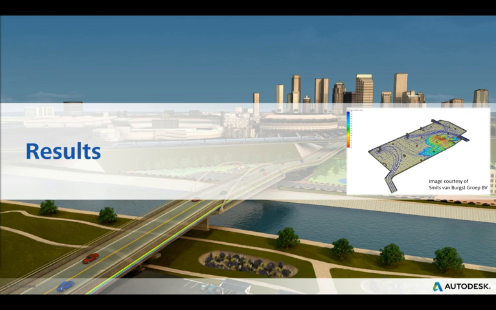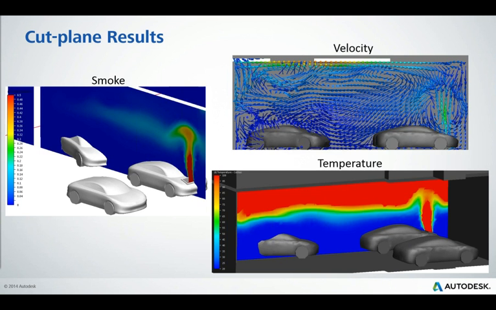Okay, so just to round up, now we've gone over the setup, let's take a look at some of the results that we can see. And this is again going back to the car model. So we've got an engine fire. On the left hand side we can see smoke. So the red value is the high scalar value, so this is going to be close to 100% smoke, and the blue is going to be totally clean air.